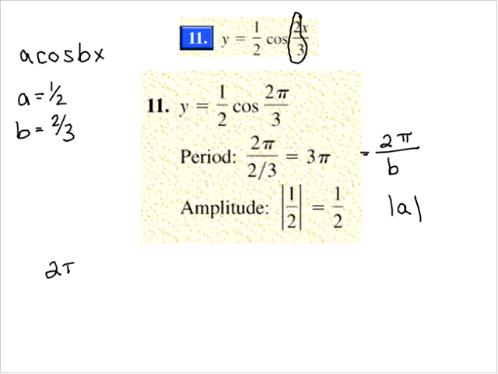And technically, we should rewrite that so it's a multiplication problem. Your 2's will cancel out, and you're left with just 3 pi for your period.